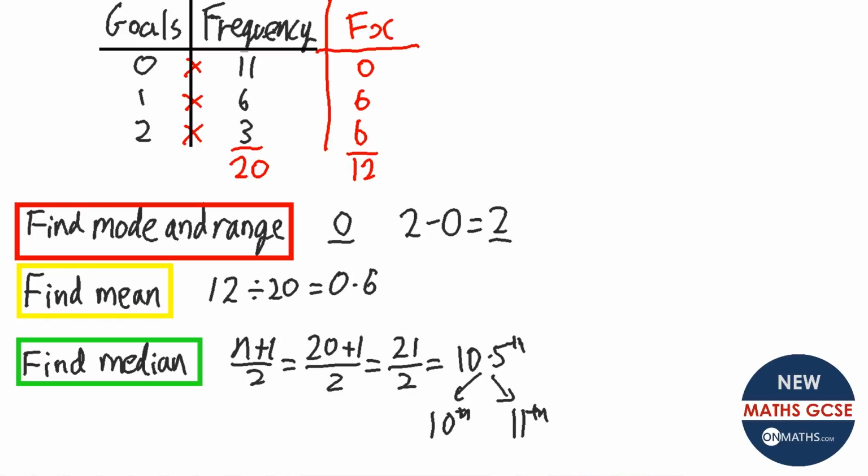Now, since the first 11 are in the first group, so the first, second, third, fourth, fifth, sixth, seventh, eighth, ninth, 10th, and 11th, they're both in that first group, so it's going to be 0.